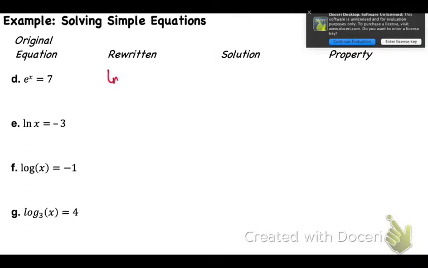So natural log of 7 equals what? Equals x. So the solution is just what? X equals the natural log of 7. And what property was that? Inverse.